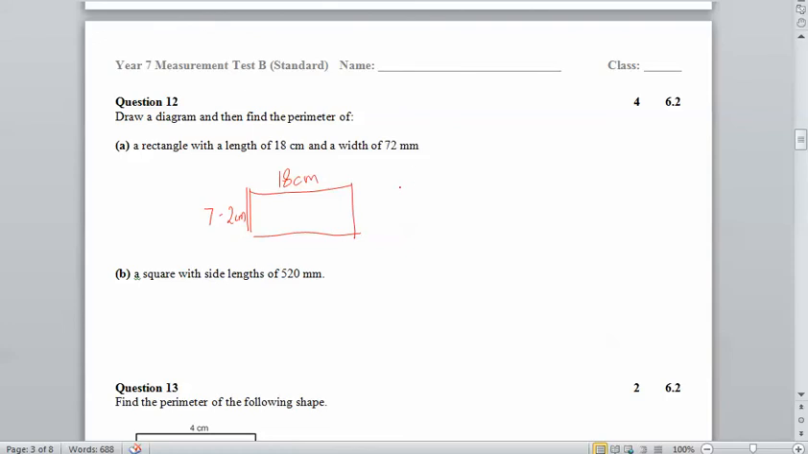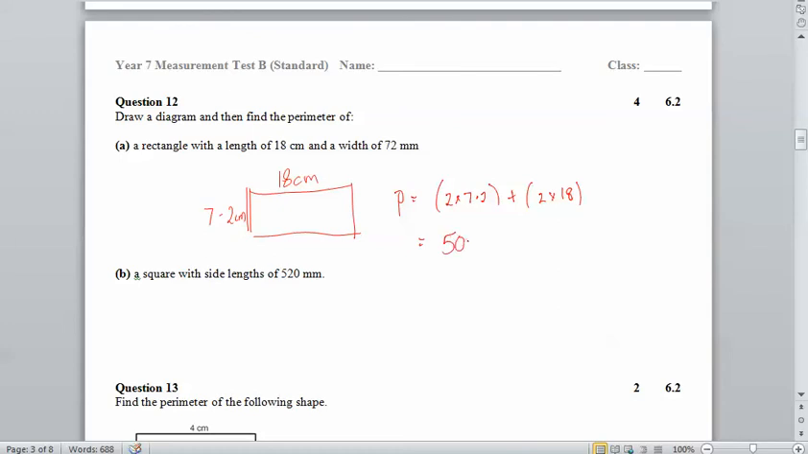Okay, so the perimeter is 2 times 7.2, because there's obviously 2 of those sides. Plus, remember you've got to check the working to get these marks. This one's worth 4 marks. Finally, it's 2 times 18 centimetres. Using your calculators, although I won't need a calculator. 7.2 times 2 is 14.4, plus 36 is 50.4.